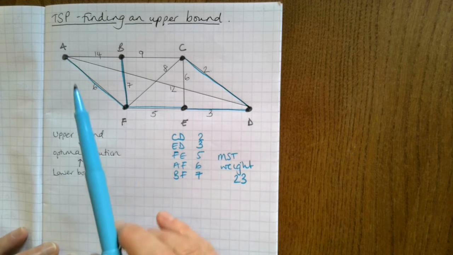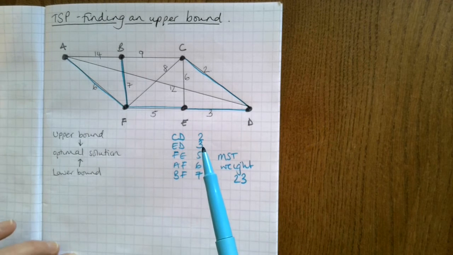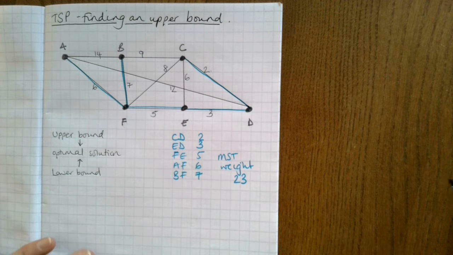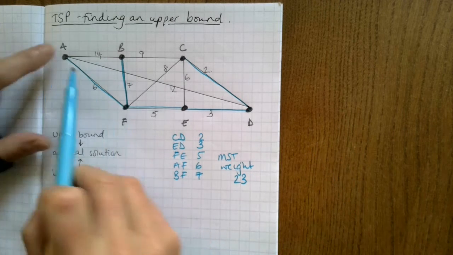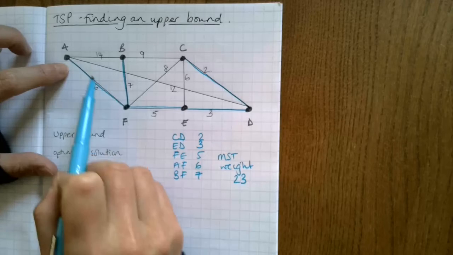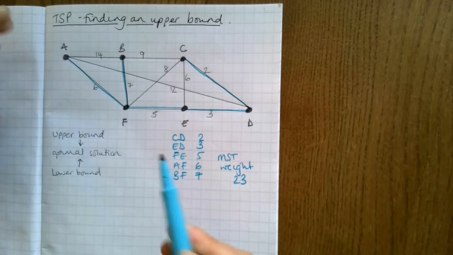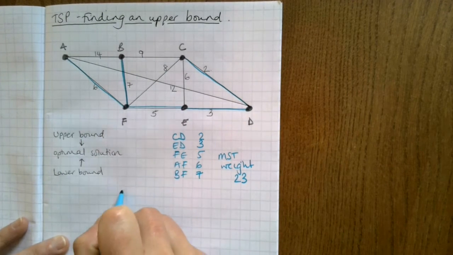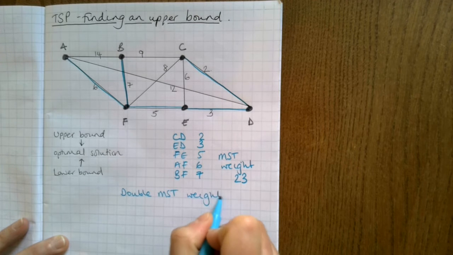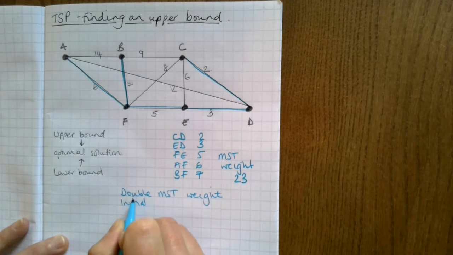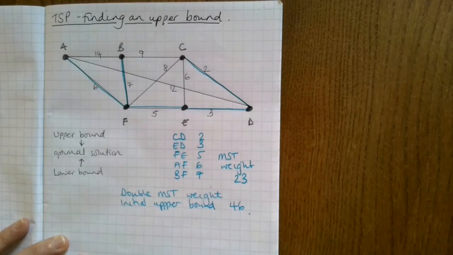This obviously allows our travelling salesperson to get to every one of the vertices, but because they are going to have to go out to work, visit everywhere, and then go home, we would need to double all of the lengths. The most simple way they could do that is to go up there, back, up there, up there, up there, back, back, back. So they're going to cover every route twice. If we double the minimum spanning tree weight, it gives us an initial upper bound of 46.